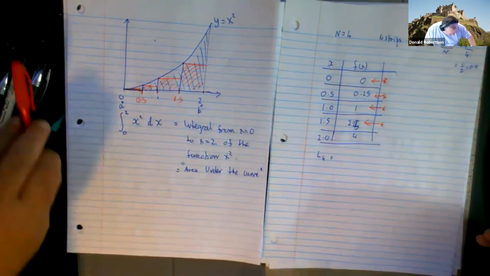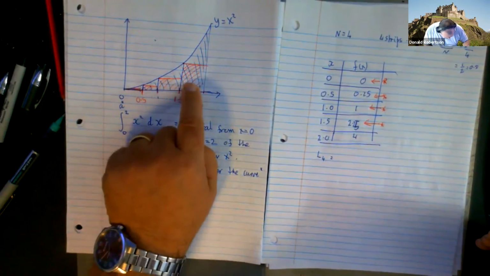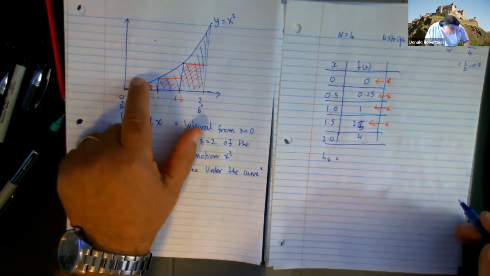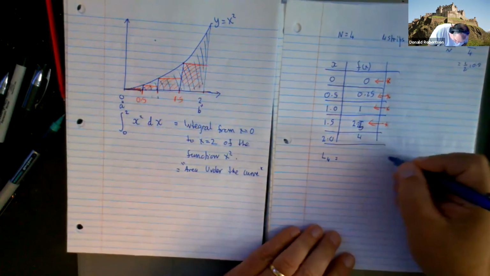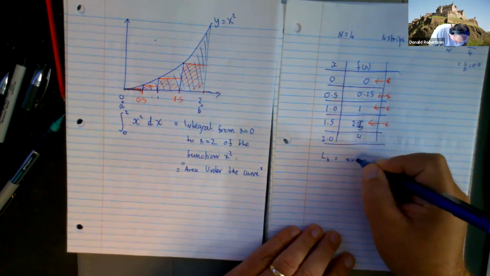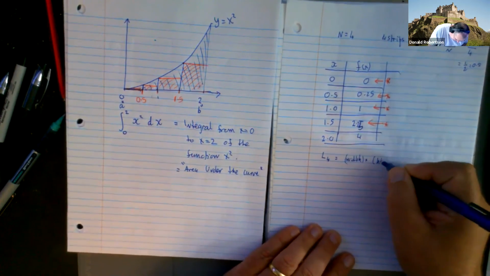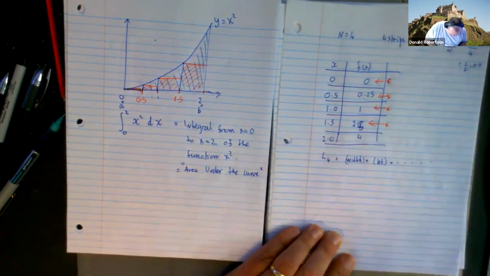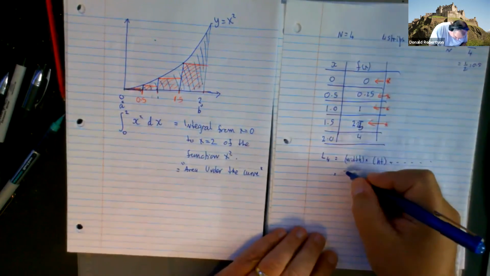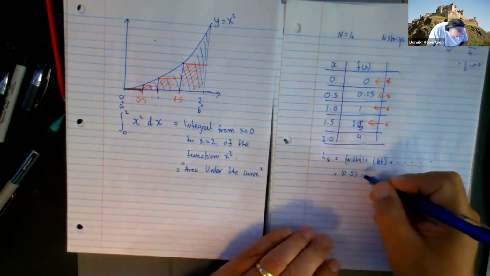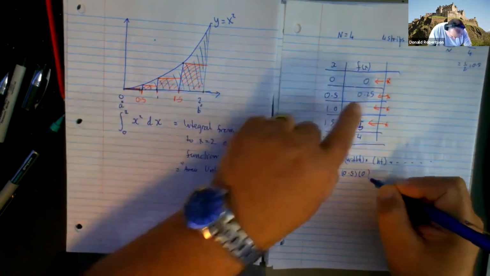Now, I need to find out what the area of each of these rectangles is. Well, isn't the area the width times the height? Now, the width multiplied by the height for each of the strips. Well, the width's the same number. Isn't the width 0.5? And 0.5 times the height, choose 0.